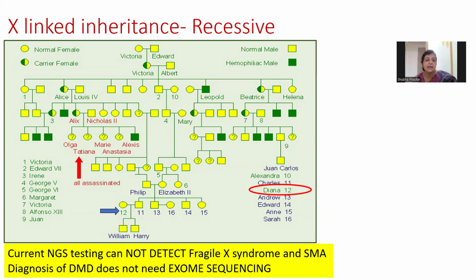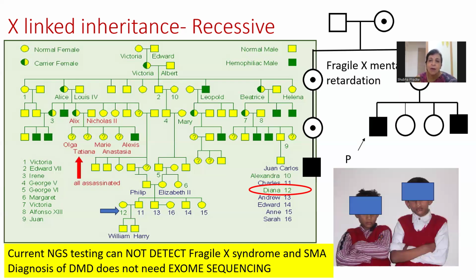Other X-linked recessive disorders are Fragile X syndrome and Duchenne muscular dystrophy. So the mutation testing for these disorders is different. Duchenne muscular dystrophy is different, Fragile X syndrome is different, and even hemophilia, it's an inversion mutation which may not be picked up by exome sequencing.